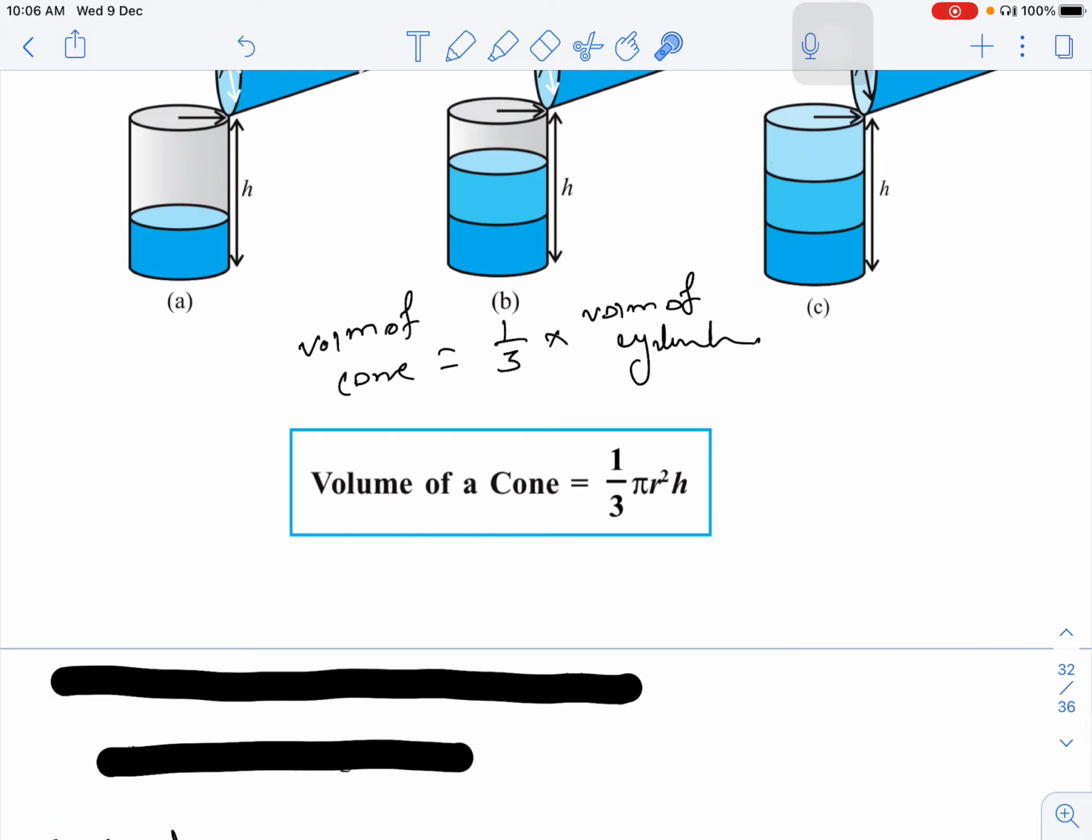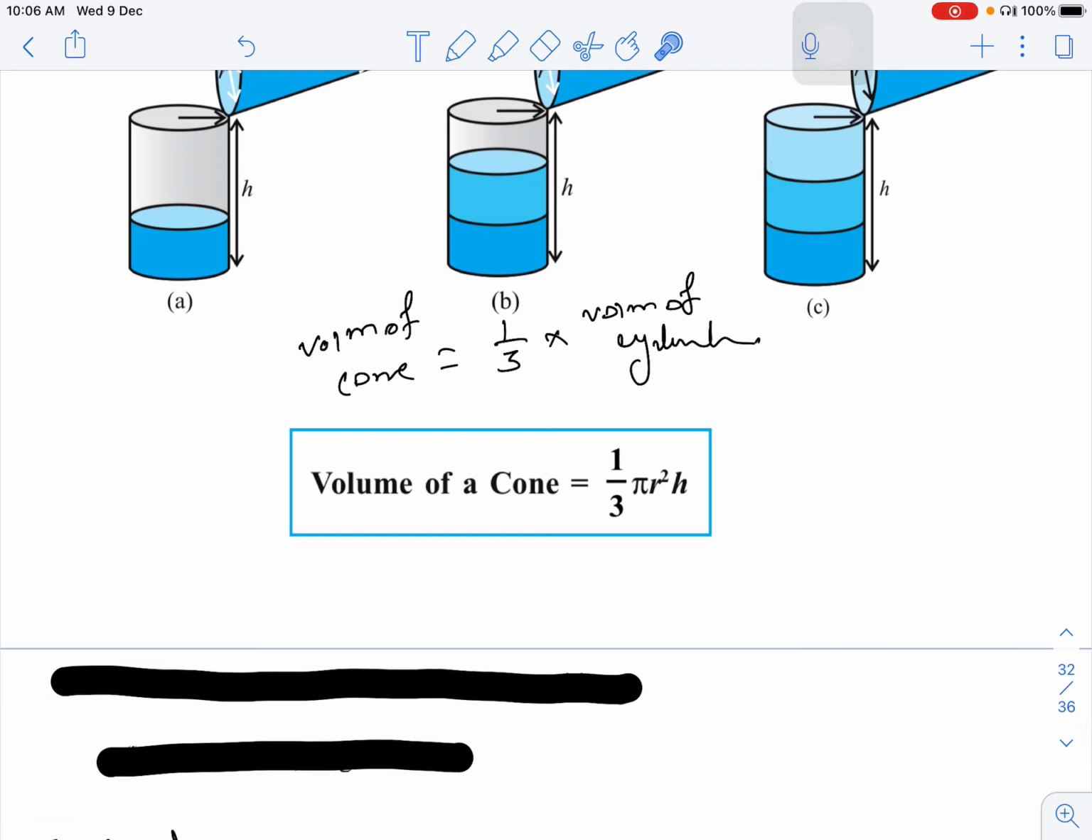Now in this formula, how many unknown values are there? The first one is volume, the second one is radius, and the third one is height. Out of these three, if we have any two values, we can find the third one. So now let us solve some examples based on this formula.